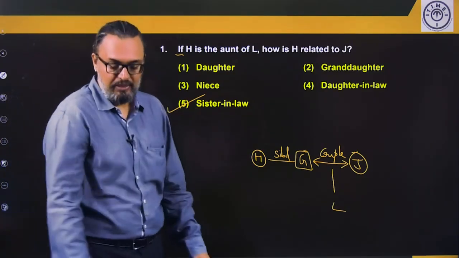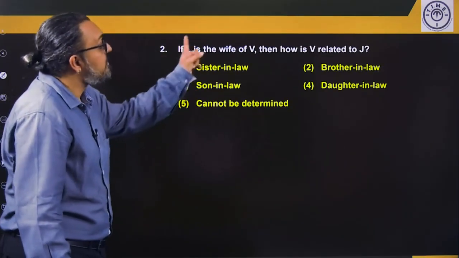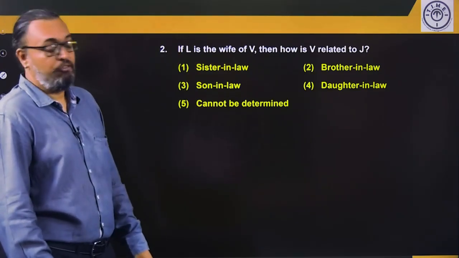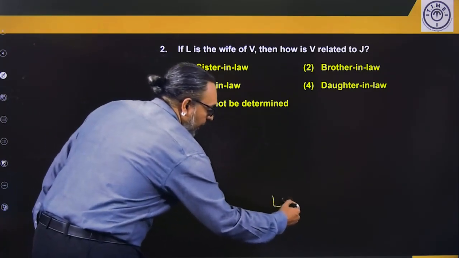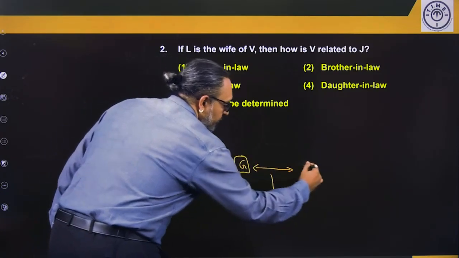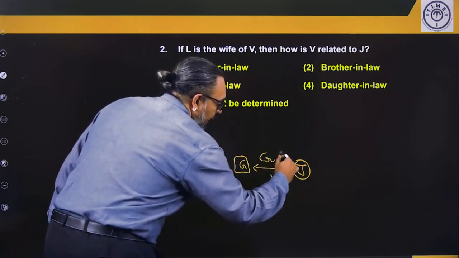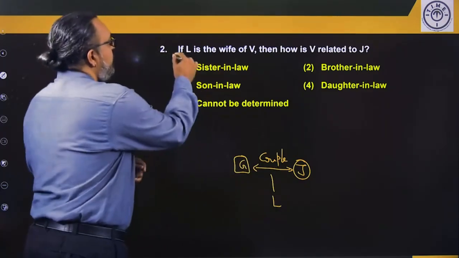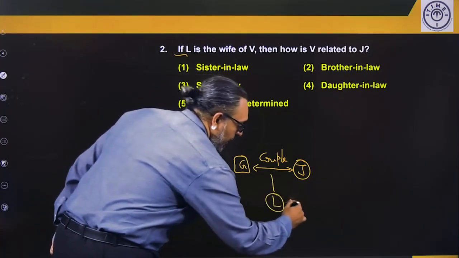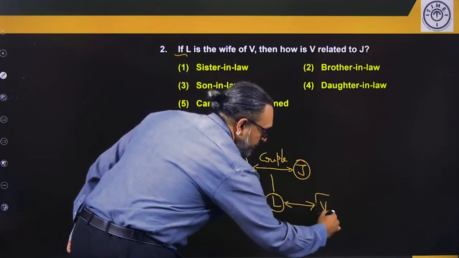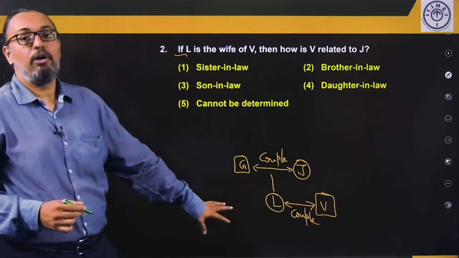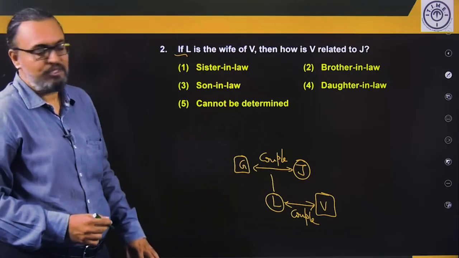So, choice 5. Then, if L is the wife of V, now L's gender is also revealed. Okay. So, L we know is a child of both G and J, correct? And now they are saying that if L is the wife of V, so L is a female. So, L is a wife to V. So, V is the husband of L. So, they are a couple. So, this is how you have to understand based on the main family tree.